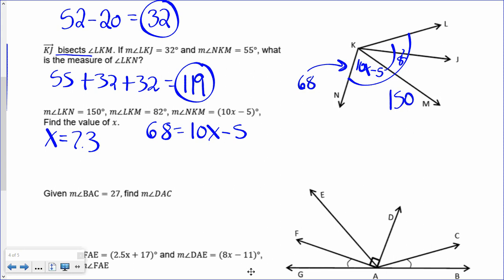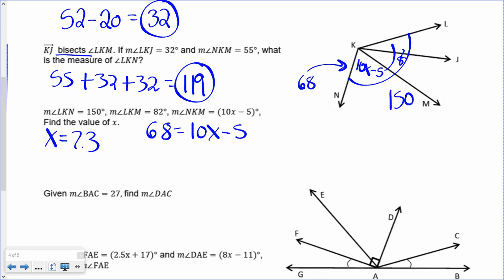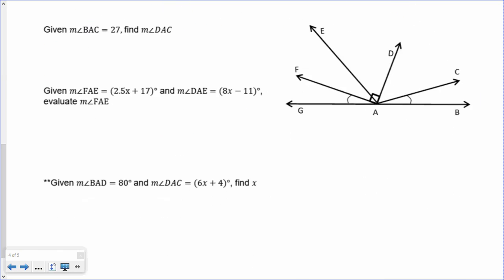You could have also done 10x minus 5 plus 82 equals 150, if you wanted to write out the full equation. Either way, it will work. Okay? All right, we're leaving that diagram and moving on to this one right here.